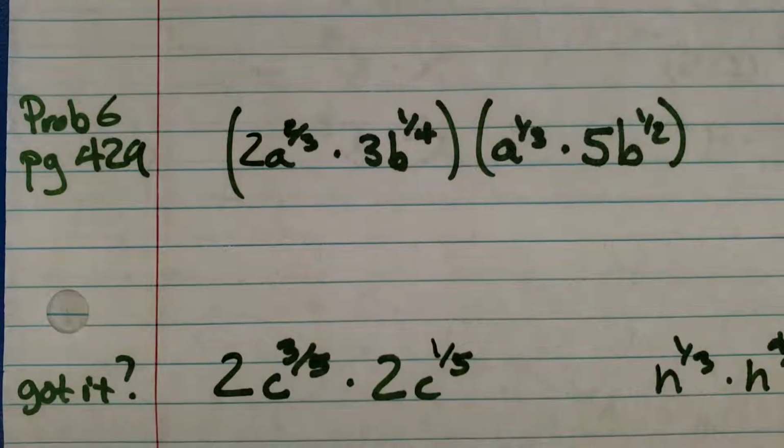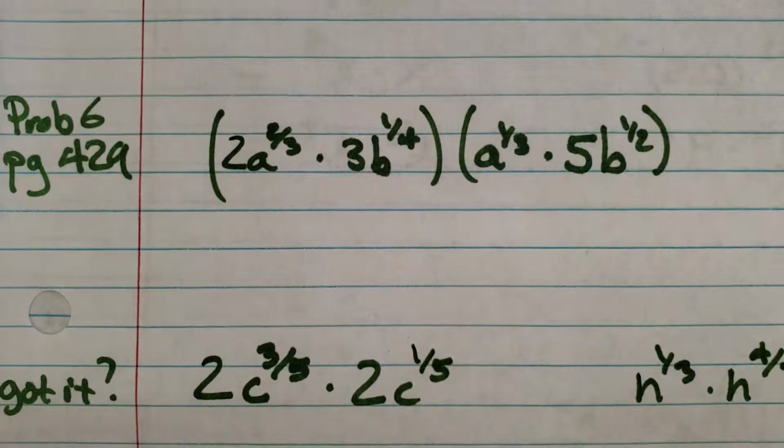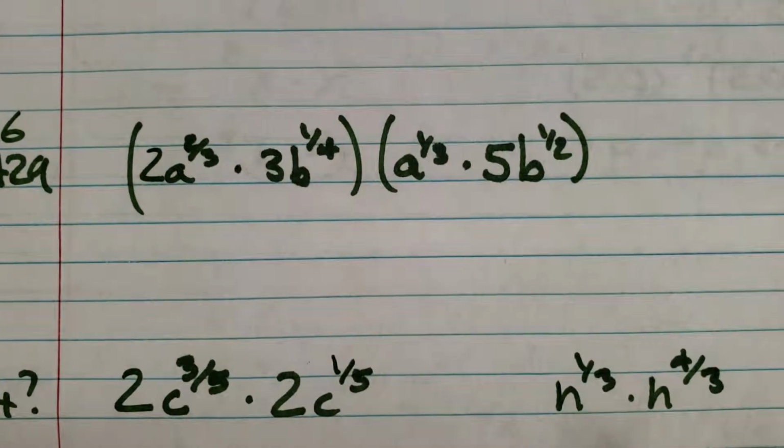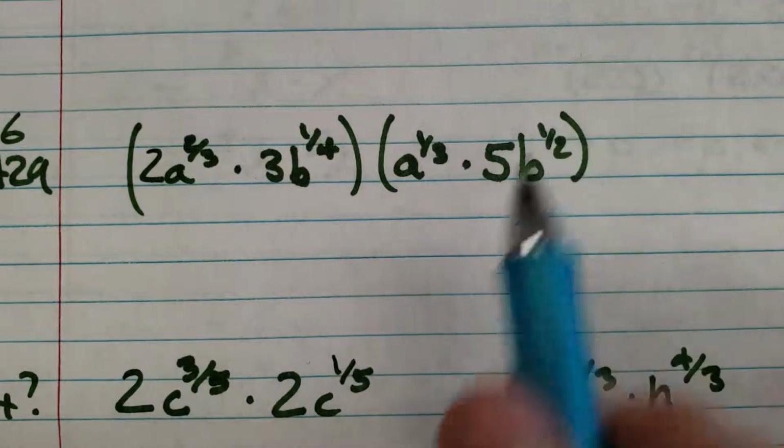All right, here we go. This is problem number 6 on page 429. Here is the big, bad, worst thing you're ever going to see and how it's not really that bad. So, big kids multiply, little kids add. All you need to worry about is that.